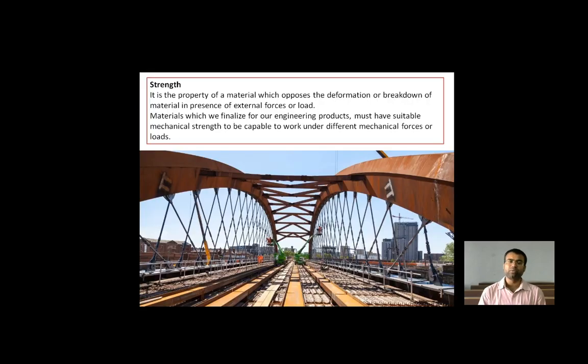So, moving toward what strength is. As you can see, this is the bridge which is carrying, maybe, a railway track. Yes, this is for the railway track, and another kind of structure also. So strength is a property of a material which opposes the deformation or breakdown of the material in the presence of external forces or load. So strength means to bear the external load without deformation or breakdown.